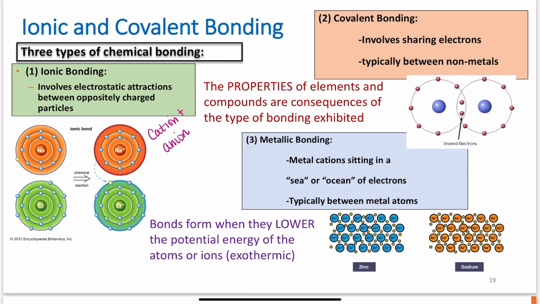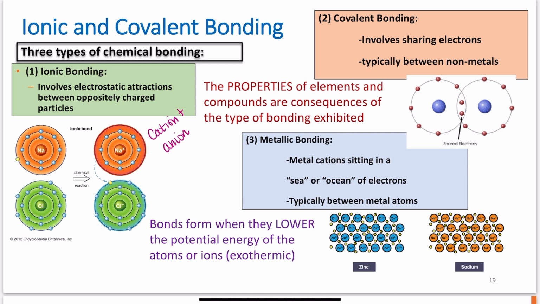Metallic bonding is the bonding that we see in metals themselves. So if you have aluminum foil or iron metal or zinc metal, this is what's happening: metallic bonding. Metallic bonding has metal cations sitting in a sea or ocean of electrons. They call it the sea of electron model. It's typically what's observed holding metal atoms together.